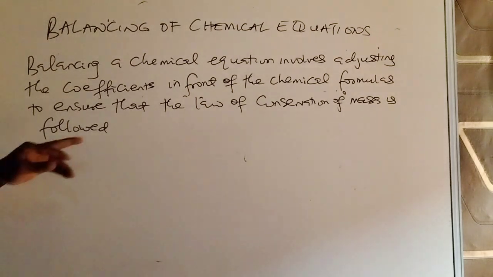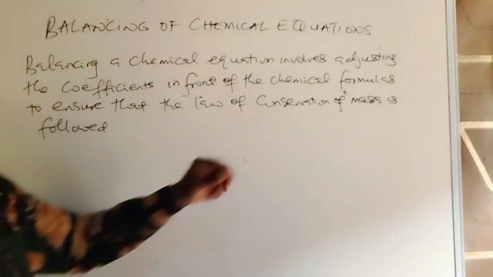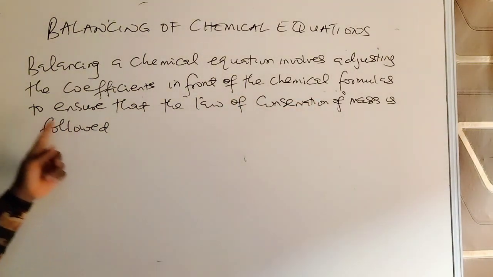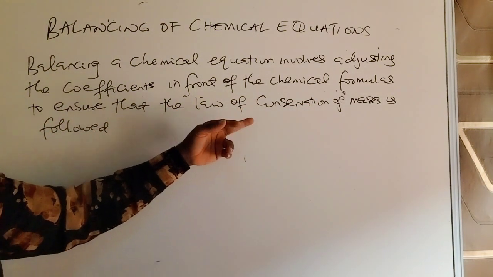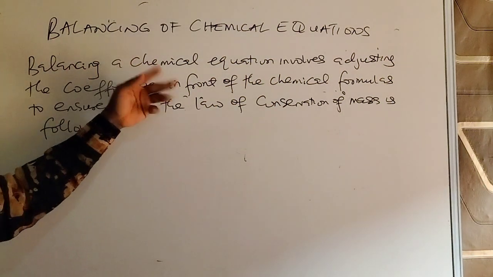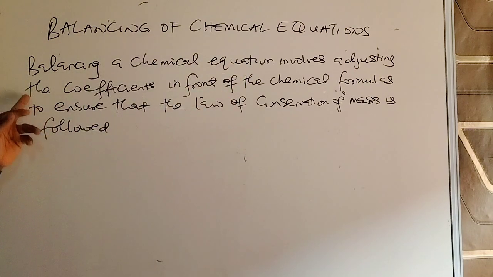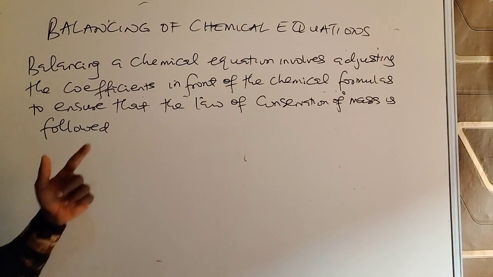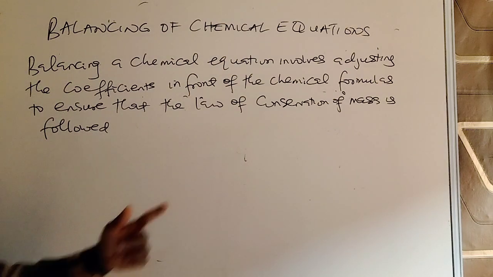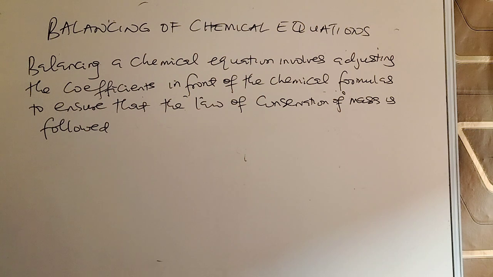Balancing a chemical equation involves adjusting the coefficients in front of the chemical formulas to ensure that the law of conservation of mass is followed. I repeat, balancing a chemical equation involves adjusting the coefficients in front of the chemical formulas to ensure that the law of conservation of mass or matter is followed. And I say the law states that matter is neither created nor destroyed in a chemical reaction, but changed from one form to the other.